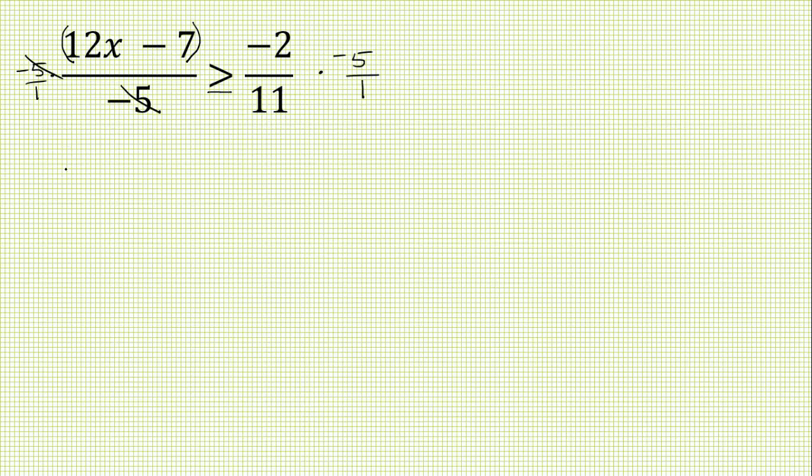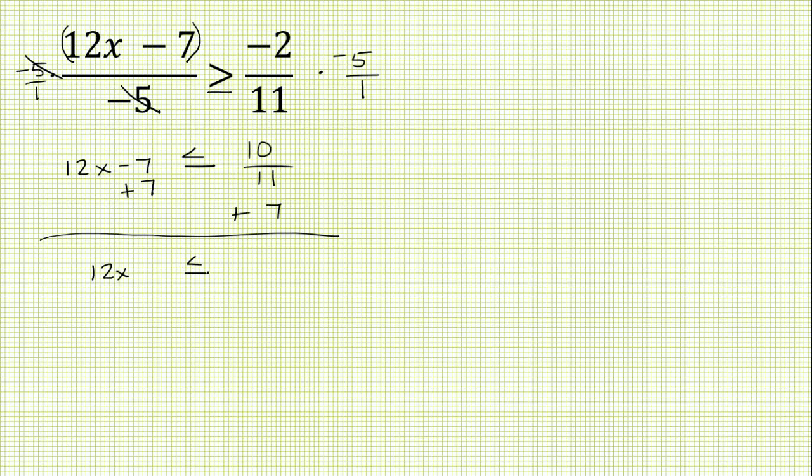These reduce, and I'm left with 12x minus 7. I don't need the parentheses anymore. I flip the inequality the other way and finish my multiplication. So I have 10 over 11. All right, keep going. Add 7 to both sides. So I have 12x is less than or equal to, and this is just 7 and 10/11.